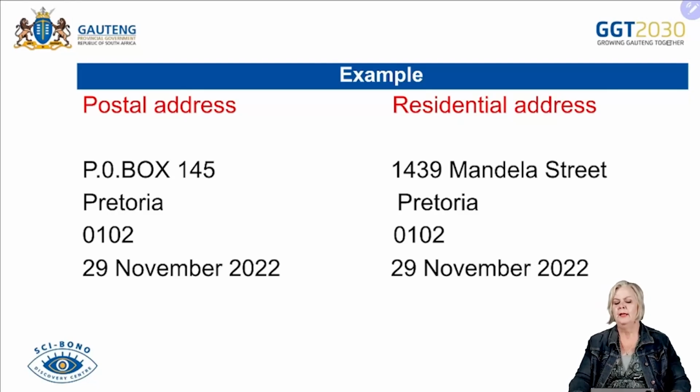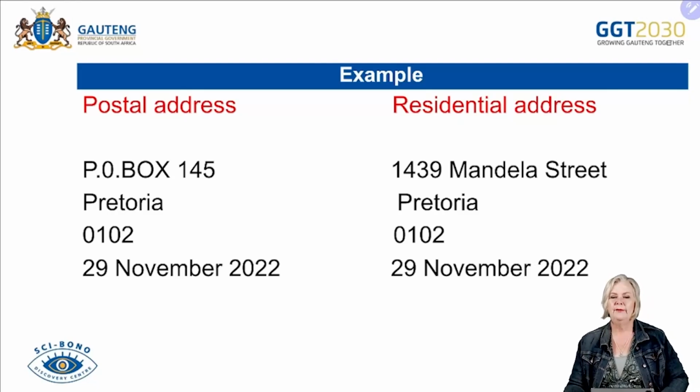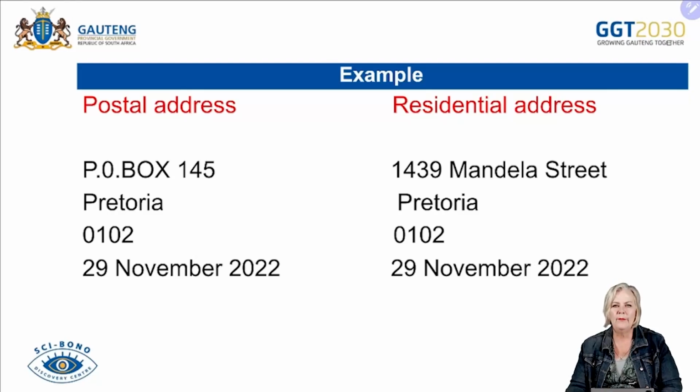If we look at the residential address, in other words, that would be your home address. It is the number first, 1439, then the name of the street or avenue or boulevard or whatever you want to call your street. The name, capital letter Mandela, capital letter street, 2 separate words. Pretoria, the code, and then the date. Same thing, 29 November, the number, the month, and then the year.